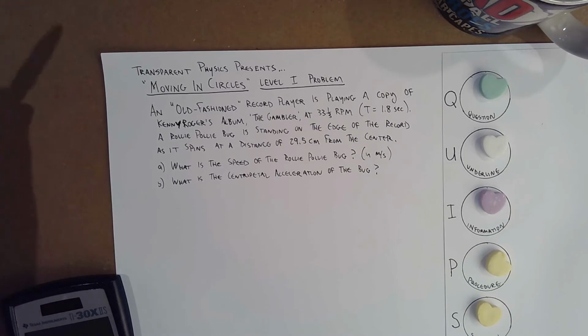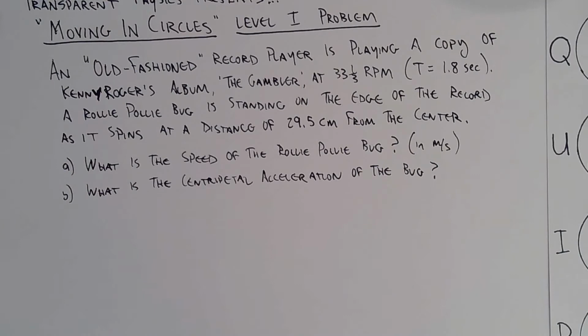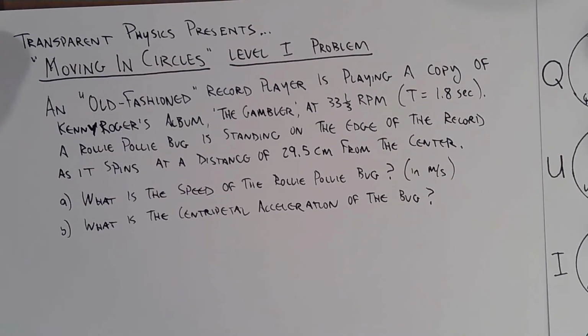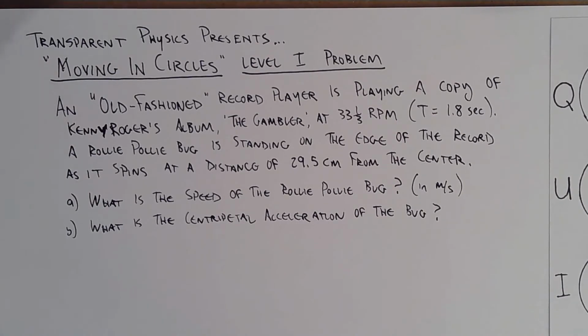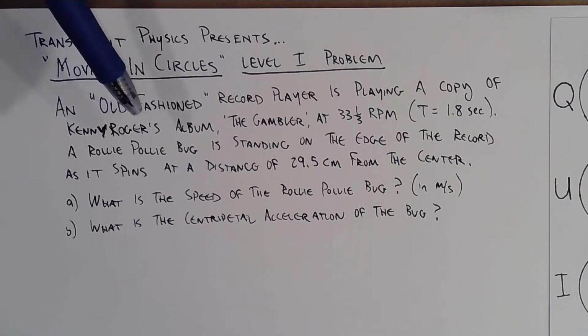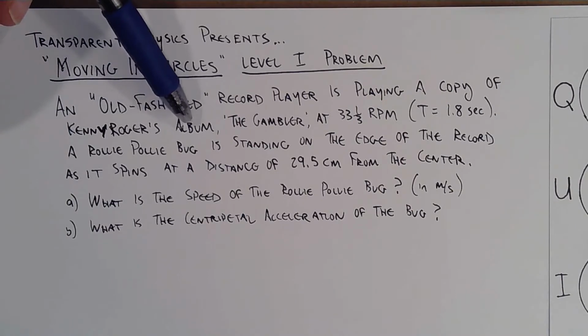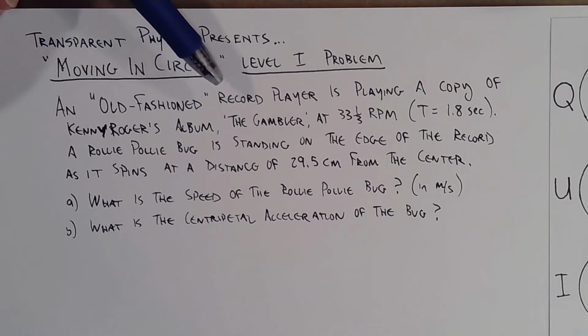But let's get right on it for question level 1. So we've got an old-fashioned record player. Ask your parents about them if you don't know what I'm talking about. And it's got a record, vinyl I guess we call it nowadays, playing a copy of Kenny Rogers. Salute to Kenny Rogers there. It's from his album The Gambler. If I remember correctly, The Gambler is one of his best-selling albums, I think 35 million copies. So go ahead, take a listen to that after you're done with this video.